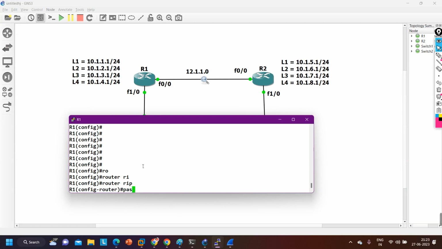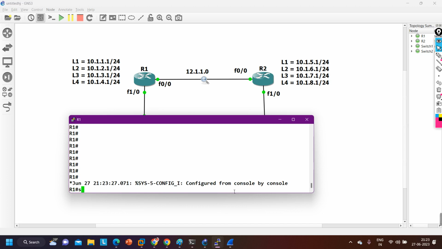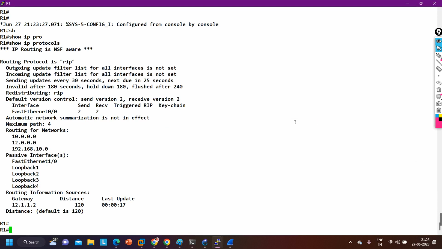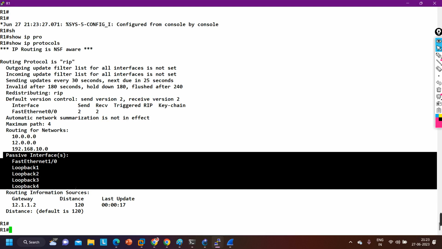Router RIP and say passive-interface. Passive-interface FastEthernet 1/0. Once we configure an interface as a passive interface, it will stop sending the update message. Okay. Passive-interface loopback 1, loopback 2, loopback 3, loopback 4. How to verify it? By running the same command, show ip protocol. Passive interface FastEthernet 1/0, loopback 1 2 3 4, right?